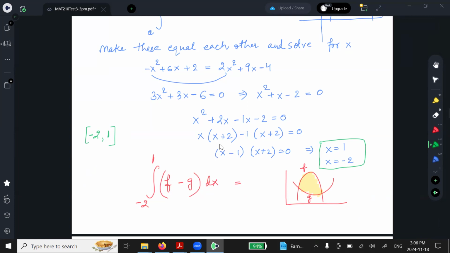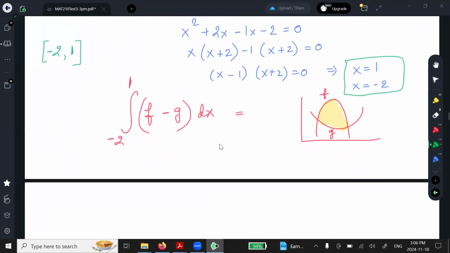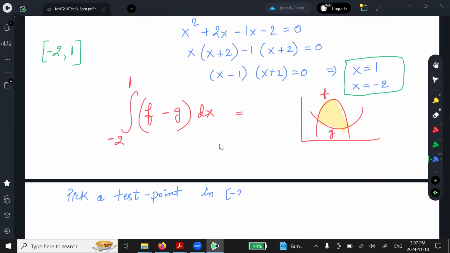Yes. You plug in a test point in the given interval. Memorize this, okay? These steps you have to memorize. So I will pick a test point in the interval to make sure that you have the right curve, unless I give you a graph. Then you know for sure which graph is higher in that interval. If I don't give you the graph, make sure you test it. Pick a test point between negative 2 and 1 to see the greater function.